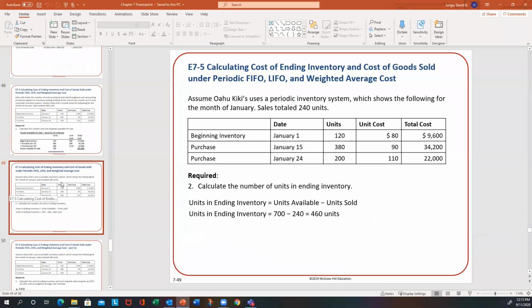And let's take a look at the number of units in ending inventory. And again, on this one, it looks like 460 units is going to be our sales in this case. So we can figure out units ending inventory equals your units available minus units sold. Units ending inventory, of course, would have been 460. Again, there's your sales units of 240 right there. So 460 units would be left.